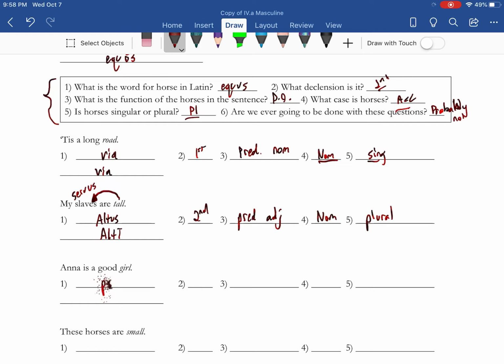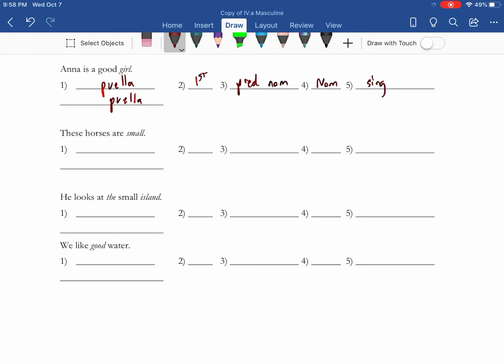All right, Anna's a good girl. Puella, A is first. All right, it is a noun coming after a linking verb, so predicate nominative. Nominative. Singular. So Puella is going to stay the same. All right, so you can try these next 3 on your own. Pause it and just play it when you're ready.